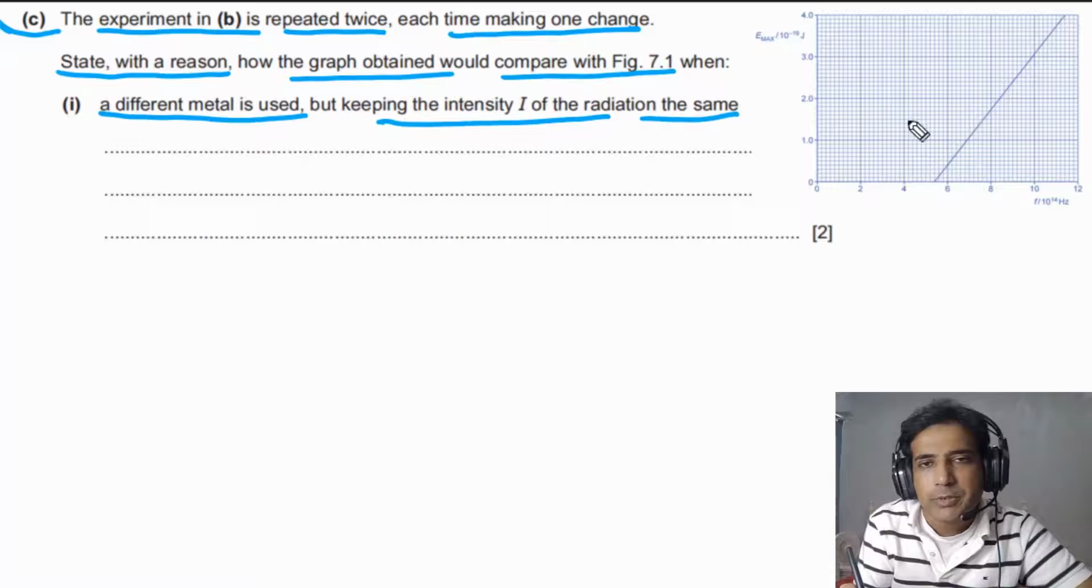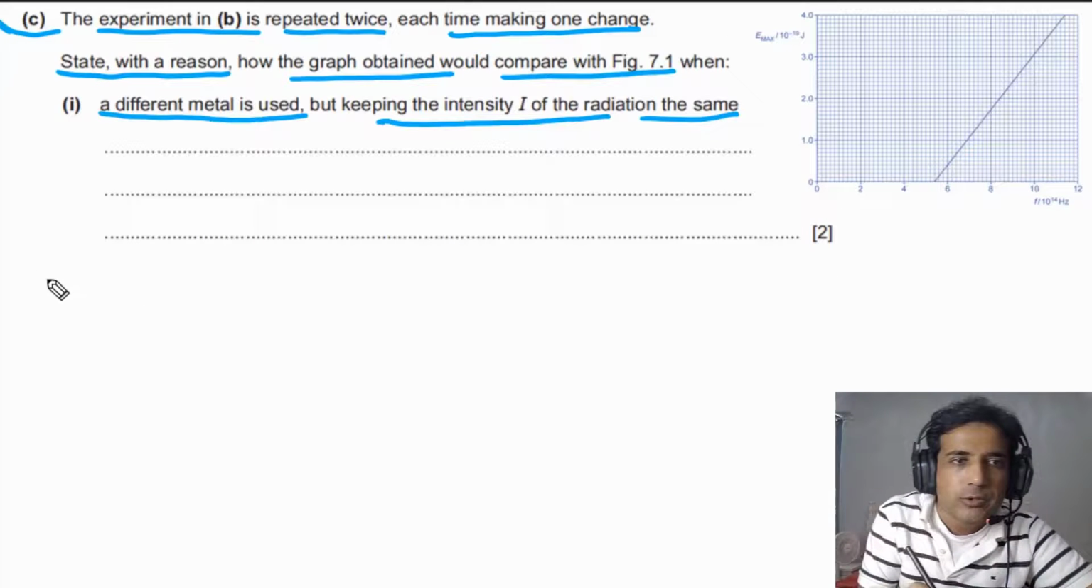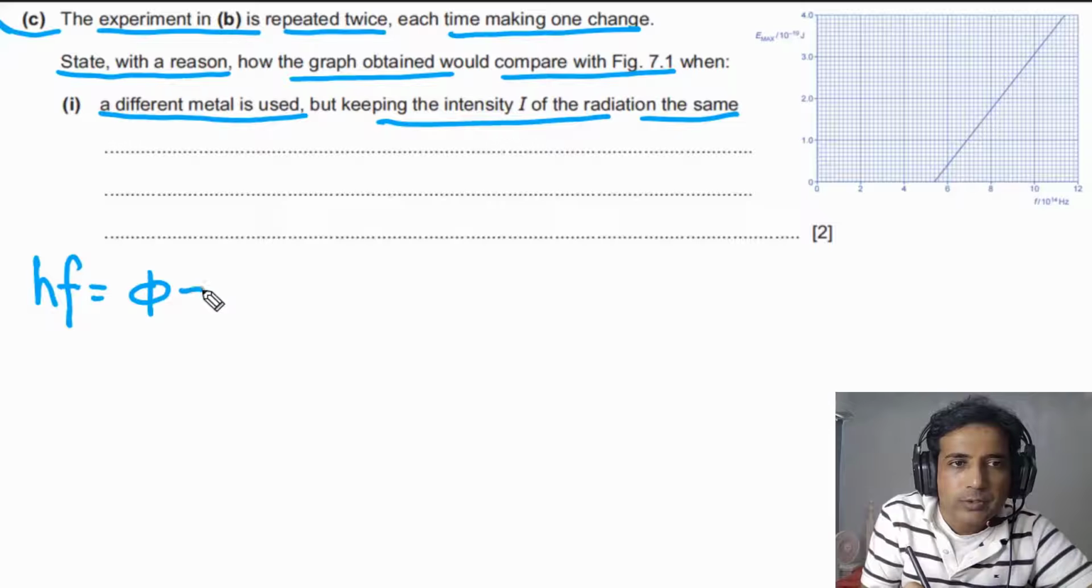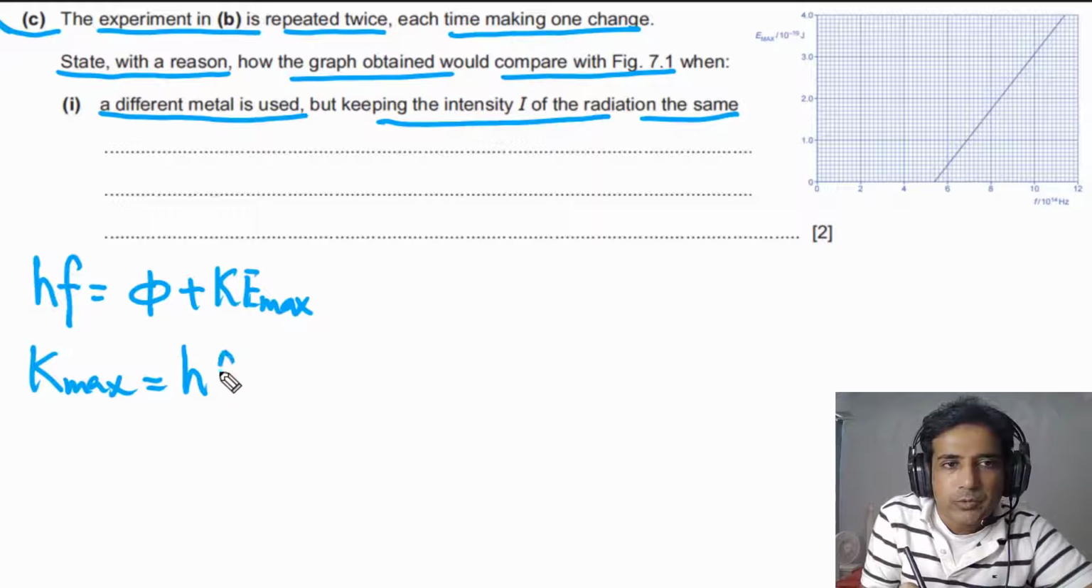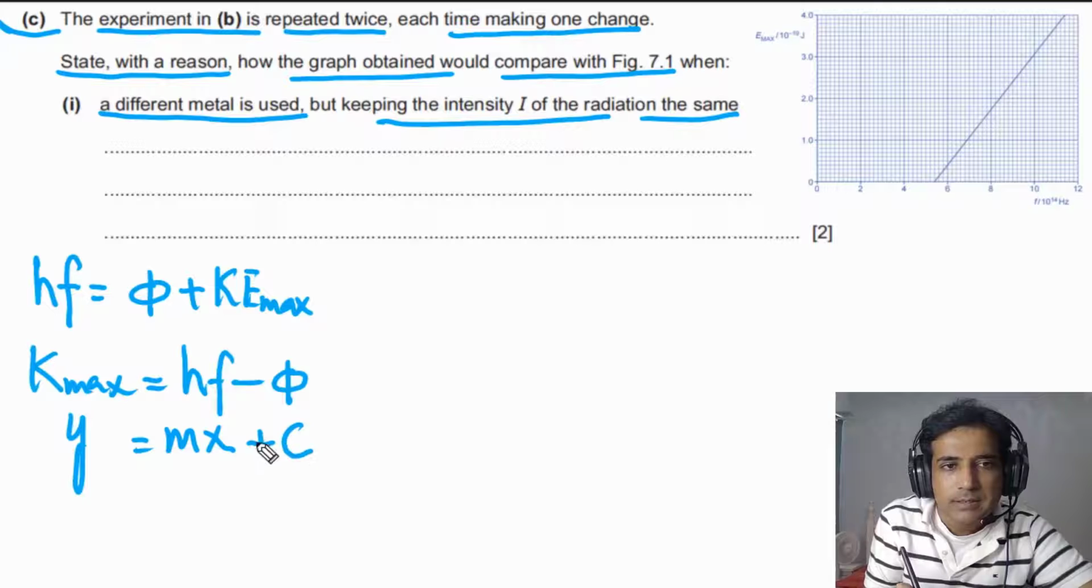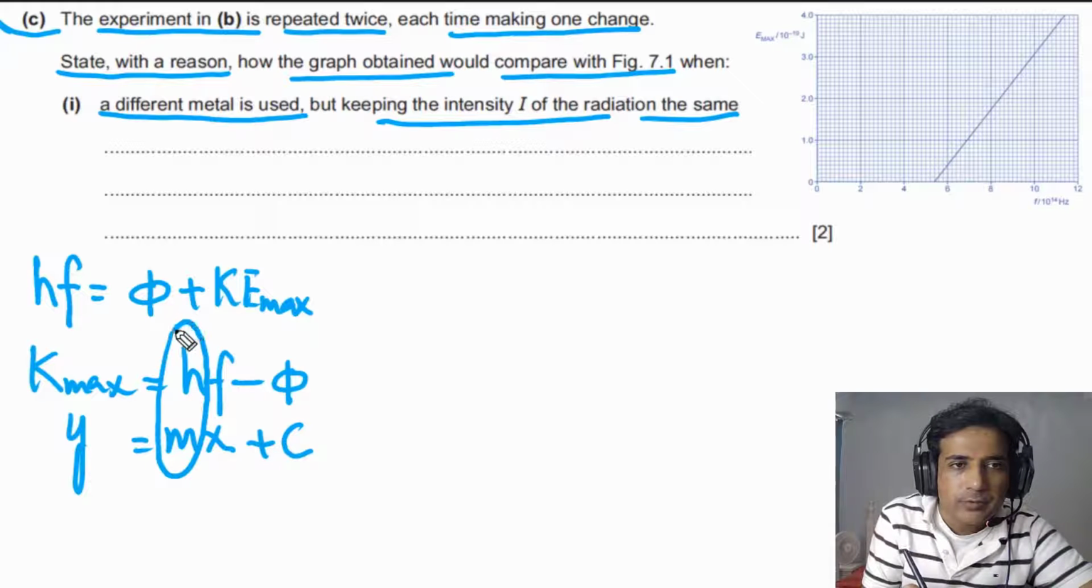Now first of all, let's try to write down the equation for this graph. So simply we can write down in this case hf, this is the energy of the photon. This will be equal to work function plus kinetic energy maximum. We can rearrange this one. We can simply say KE max will be equal to hf minus work function. Now if we compare this one with straight line equation, simply we can write down y is equal to mx plus c. In this case, gradient of the graph is equal to Planck's constant, and y-intercept is equal to work function.